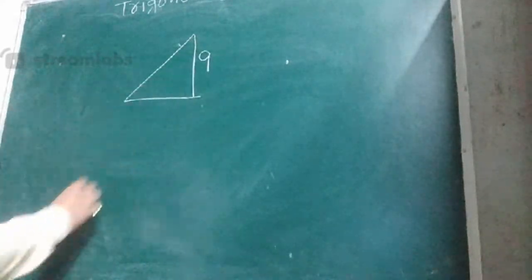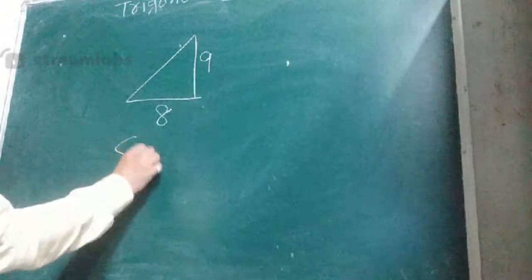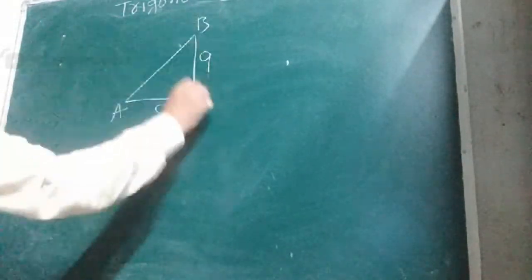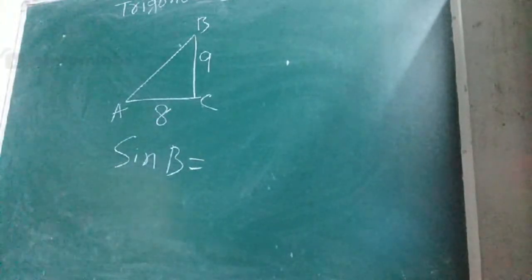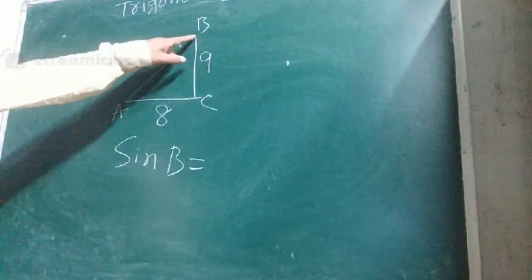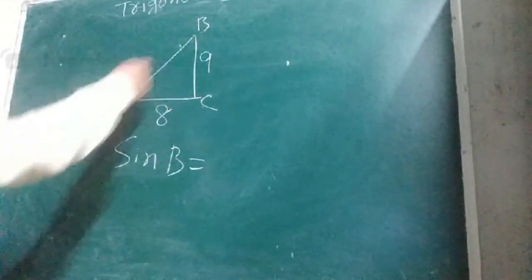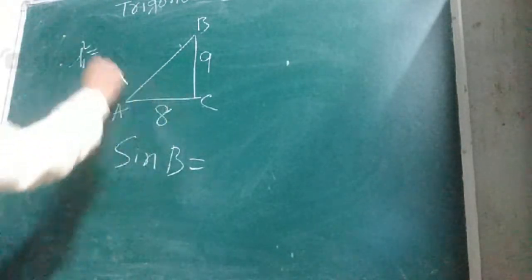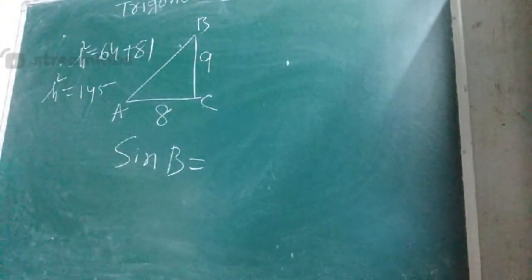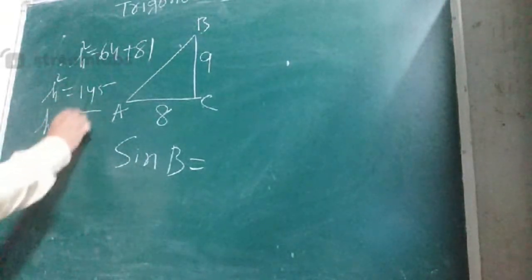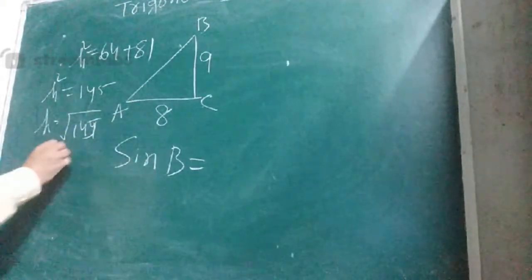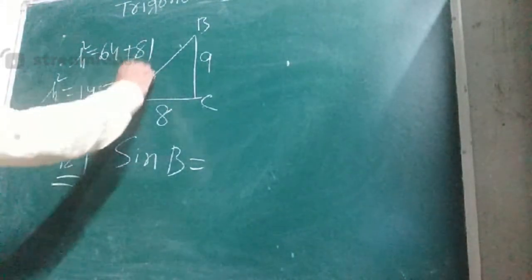Now I can say that this is the triangle, right? Suppose one side is 9 and another is 8, what is sin B? That is the only question. So first of all, you should take the value of hypotenuse. How? Hypotenuse square is equal to 145. So hypotenuse is equal to root over 145, which is, suppose, maybe 12.1.